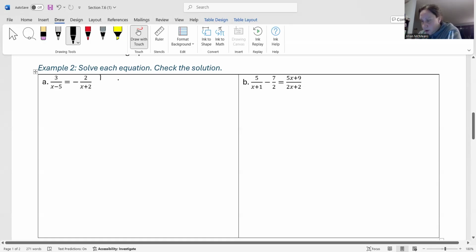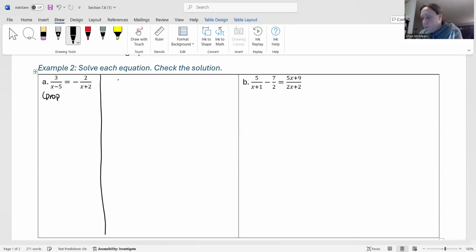So let's see what this looks like as a proportion. What I'm going to show you here on the left only works for proportions. I can't say it enough: don't try this with anything other than very specifically a proportion. Two things. One, I'm just going to scoot this negative to the numerator and let it live in the numerator.